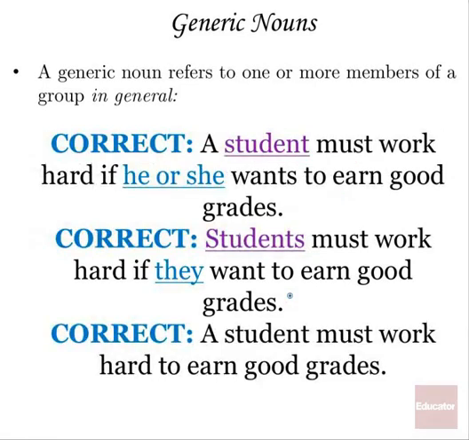Well, you do this. A student must work hard if he or she wants to earn good grades. This is how we usually solve the problem, although it's a little clunky. You can also make students plural and say students must work hard if they want to earn good grades. They is plural, but now that you've made students plural too, you can get away with it. And finally, you can sidestep the pronoun issue entirely and say a student must work hard to earn good grades.